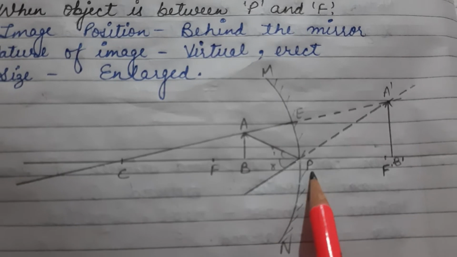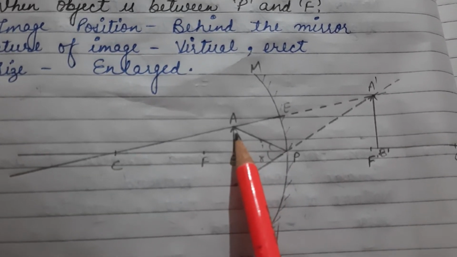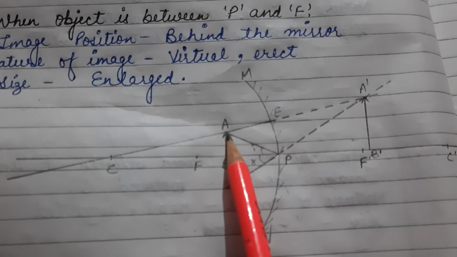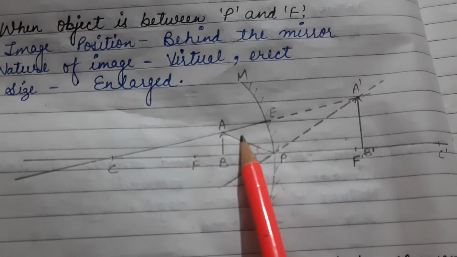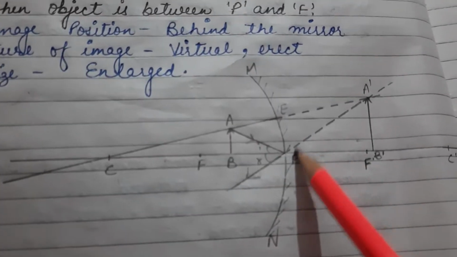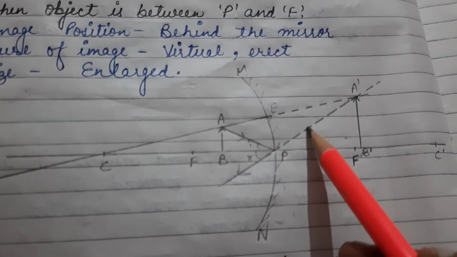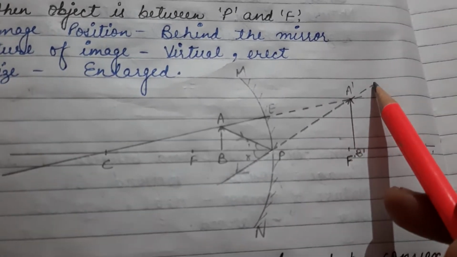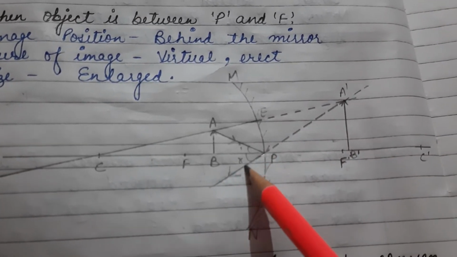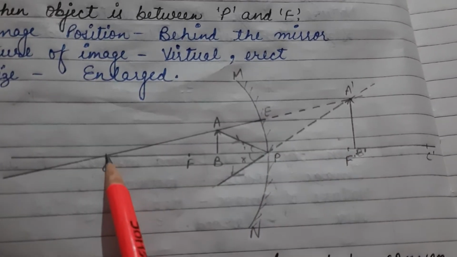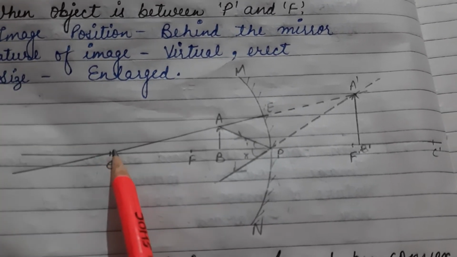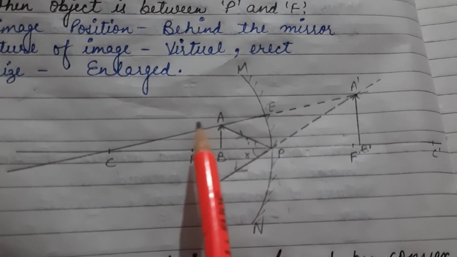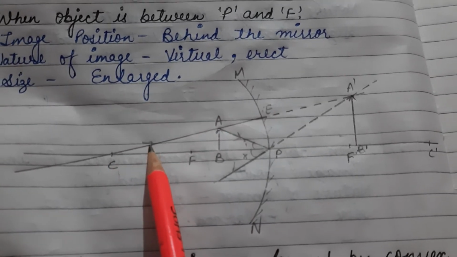So here is the object in between focus and pole. This is AB as the object. So we know the rule that angle of incidence will always be equal to angle of reflection. This is the actual ray, and we are assuming an imaginary ray which will be taken through this reflected ray. And the second rule of the ray diagram is when a ray moves through the center of curvature, after striking back, it reverses through the center of curvature.